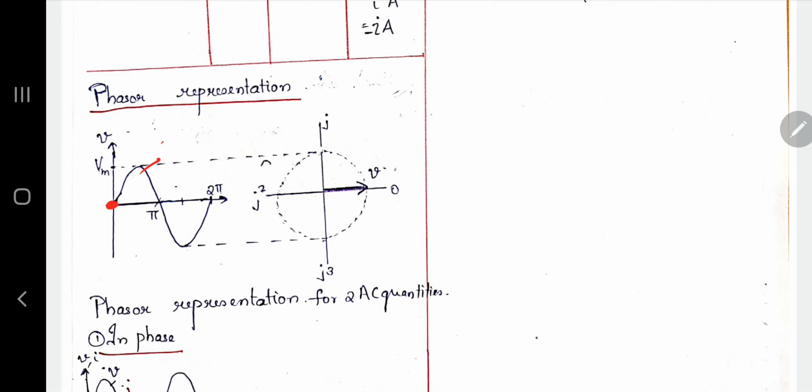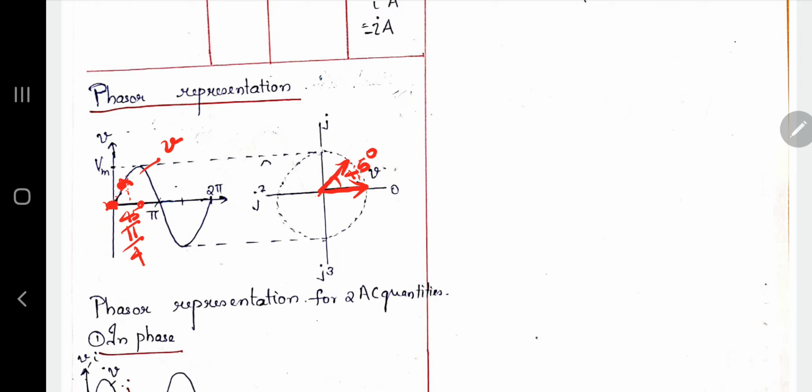Just go through the phasor representation. If this voltage waveform is at 0 position, then the phasor is at this position. Now the quantity is always changing its value. If I am taking this value as 45 degrees, that means pi by 4, at pi by 4 the angle is pi by 4. Then this phasor will have rotated by an angle of 45 degrees. Now the phasor will be at this position.